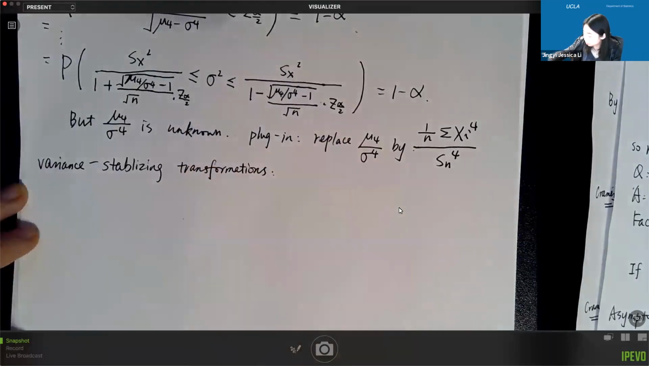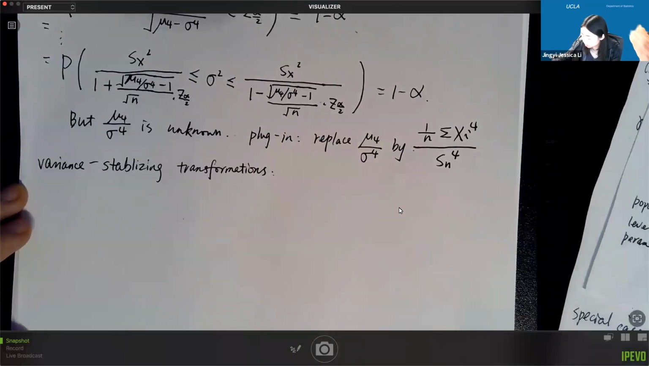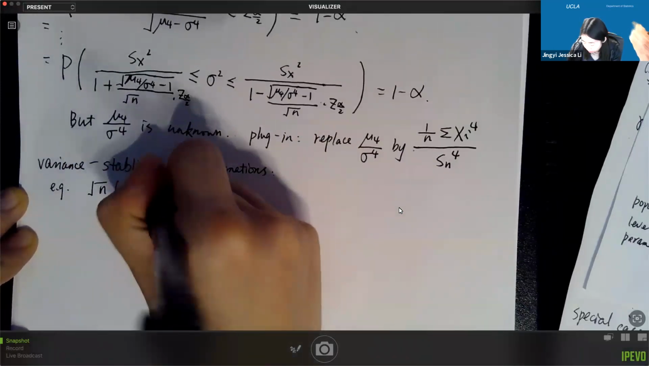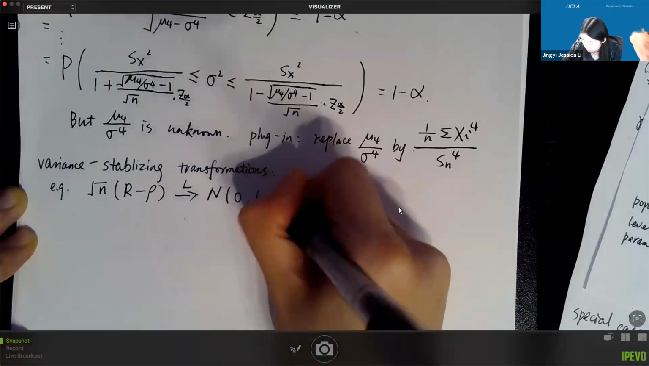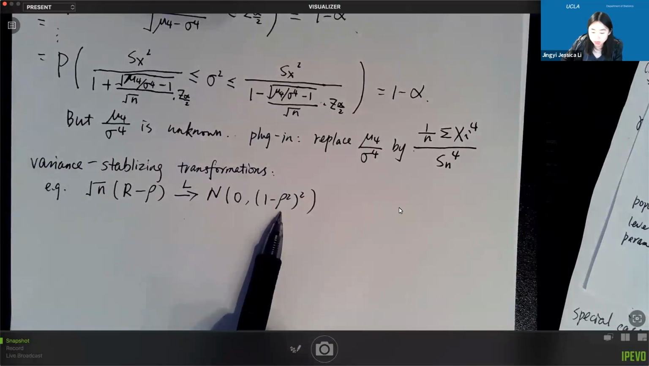Okay, so we're going to use that binormal special case of sample correlation distribution as an example. So if you recall, we have this root n (r minus rho) converge in law to normal 0, (1 minus rho square) square. This is what we just derived. And here we also have the same issue. The right-hand side includes the unknown parameter rho. And how do we deal with that?